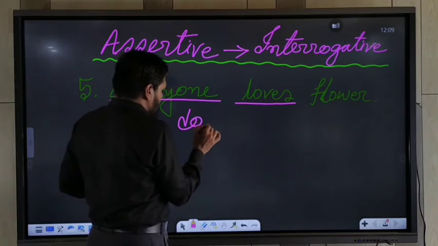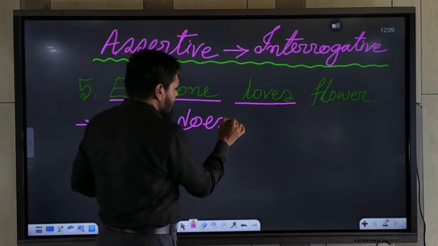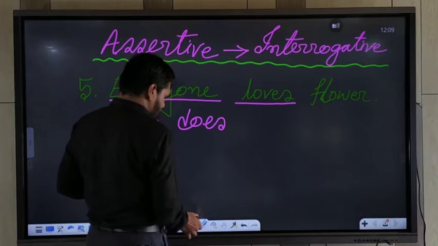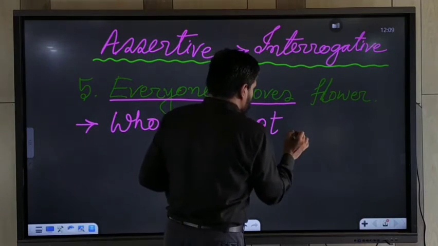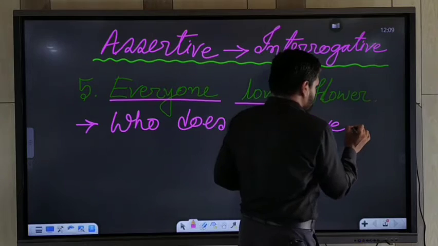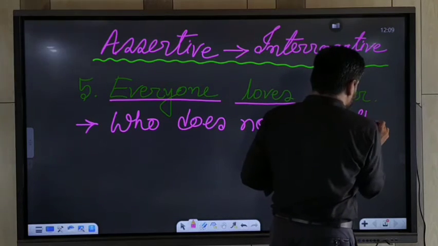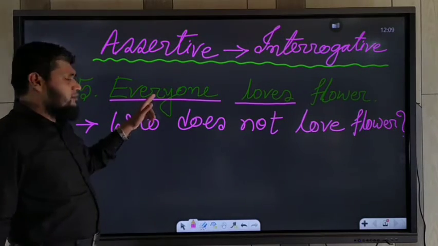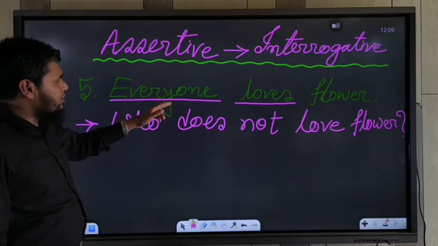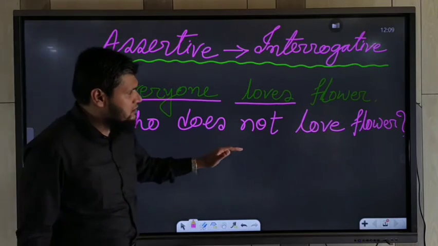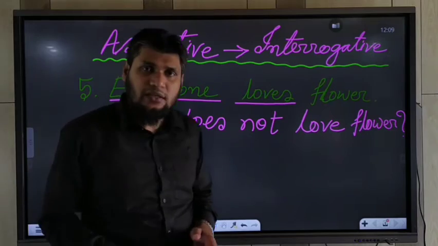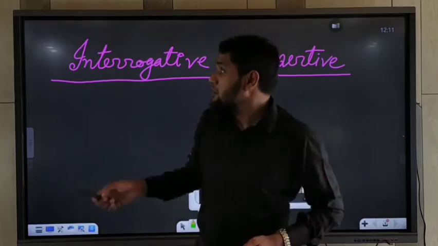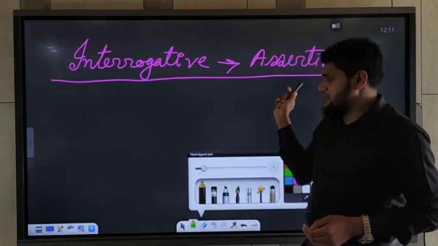So instead of everyone, you should use who, and then the auxiliary verb. Who does? Why should you use the auxiliary verb? Because it should be changed into negative form. Who does not love flowers? The main verb and the rest of the sentence. Understand? So everyone loves flowers. Who does not love flowers? In this way, you should be able to sense them. Okay. Now we'll practice interrogative sentences to assertive sentences.